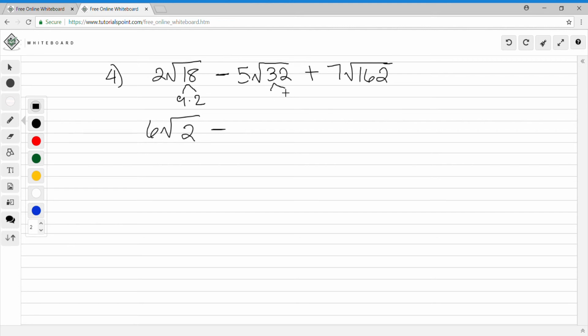Now let's do this 32. What two numbers multiply to 32? I'll try 2 and 16. So 16 is the perfect one, because the square root of 16 is 4. And then don't forget the 5, so 4 times 5, which is negative 20. And then the bad one always goes inside, so it's square root of 2.